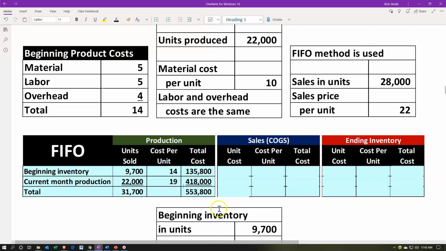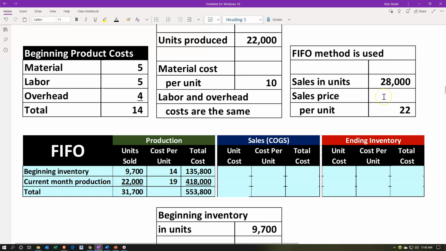Then we're going to think about the units that we sold. Now I'm going to say sales here because these are the units that we sold, but we're not focusing on the sales price. We're not focusing on revenue. We're focusing on cost of goods sold. Given that we have the first in, first out method, we will assume that of the units we sold, 28,000, we sold them at 22, but we're looking for the cost per unit now. So don't let that 22 throw you off. It has nothing to do with what we're doing right now.